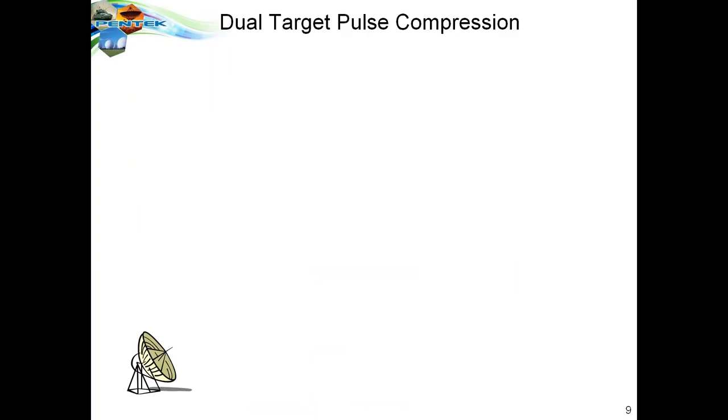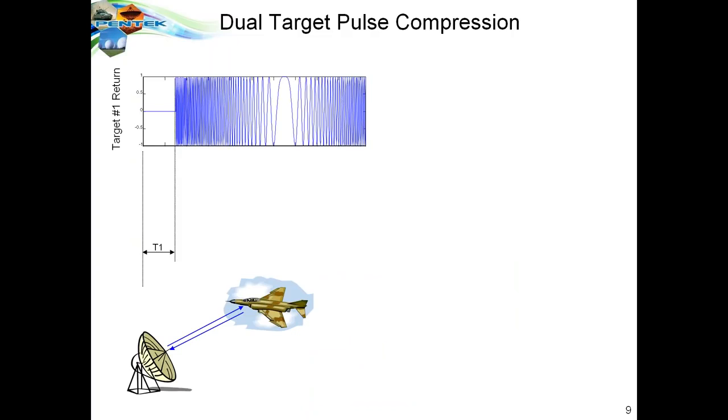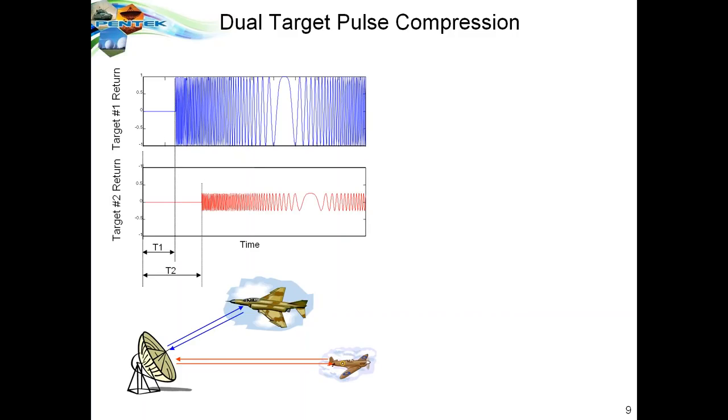Pulse compression can be very useful when you have two targets in your radar field. Here we have a single target which returns a signal after the pulse reflects from the target back to the antenna, arriving at time t1. And here you can see a time waveform of the returned chirp pulse that shows a frequency sweep within the chirp. We have another target that's farther away that returns a signal starting at a later time t2, returning its own chirp from that particular radar signal.